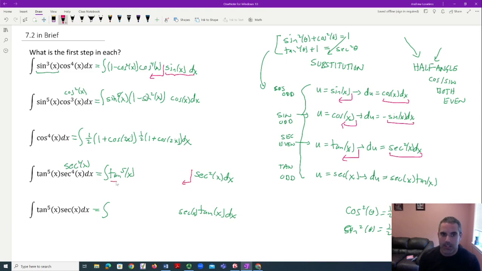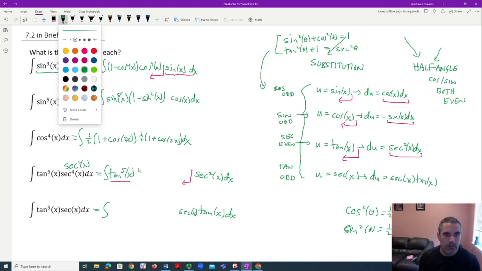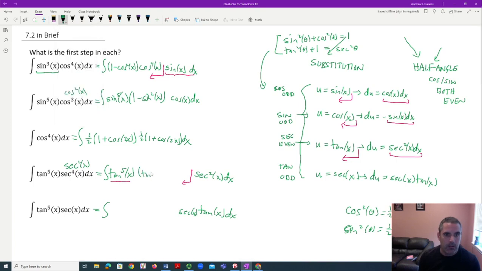So this is already a tangent, so I'm not going to change it. But the secant squared needs to be changed, and secant squared is tangent squared plus 1. So we have tangent squared of x plus 1. So this is less math skill, it's just following the recipe.